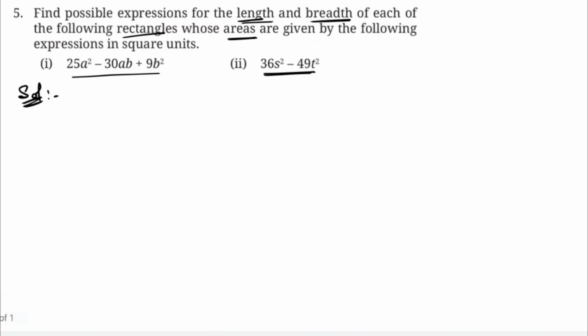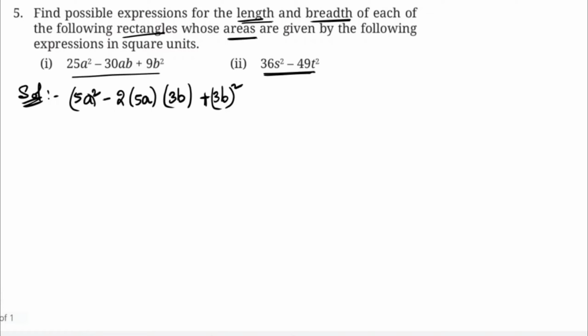In this you can see that this is a perfect square. So for 25, can we write 5 square? Yes, 5a whole square we can write, minus 2ab plus b square. So that can be written as 3b whole square. So 25a square is (5a) square and 9b square is (3b) square.